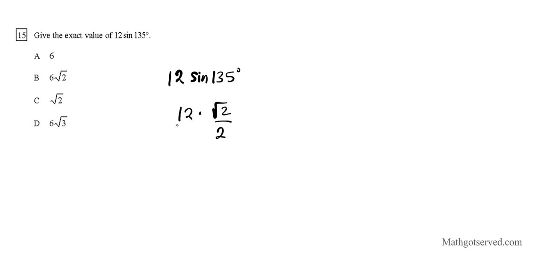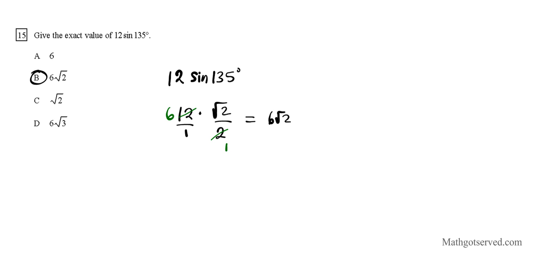Root 2 over 2. So how do we reduce this? We just write this as 12 over 1, divided by 2. 2 goes into 2 once, 2 goes into 12, actually 6 times, not 2 times. 12 divided by 2 is 6. All right, and then when we multiply across, we'll have 6 root 2. So our final answer is option B.